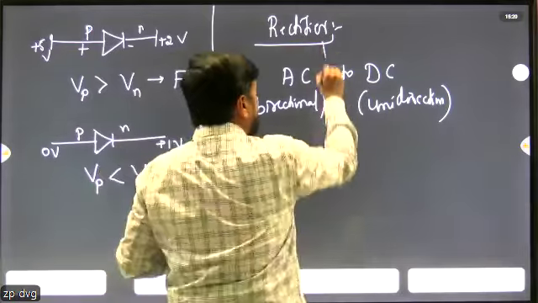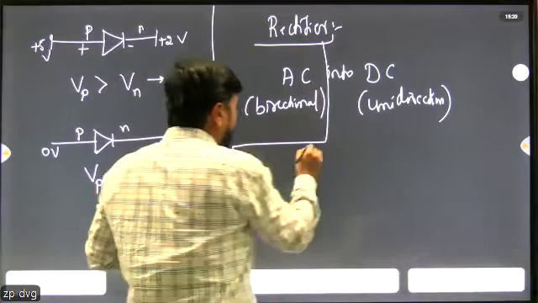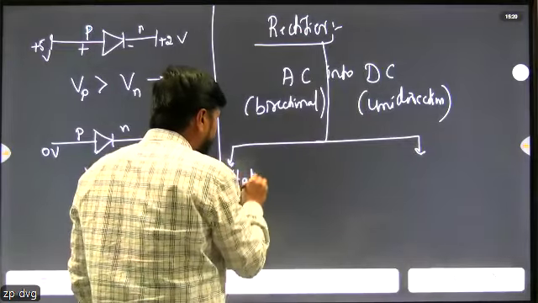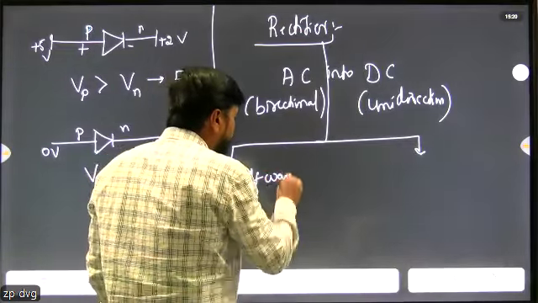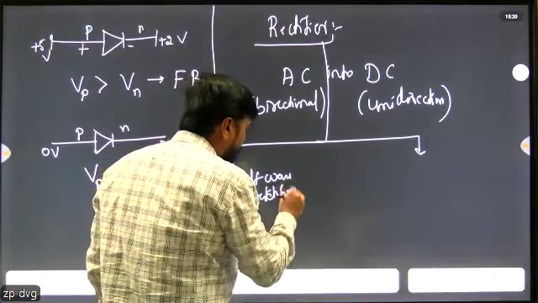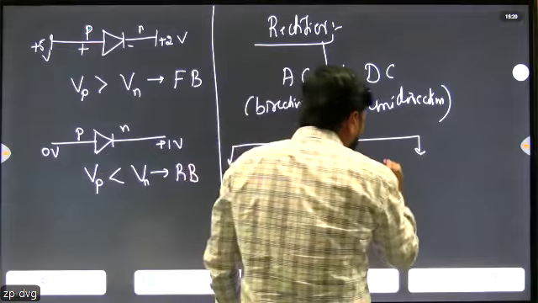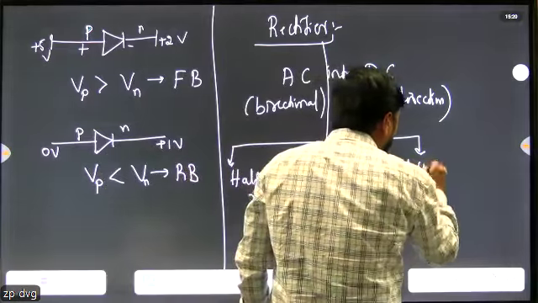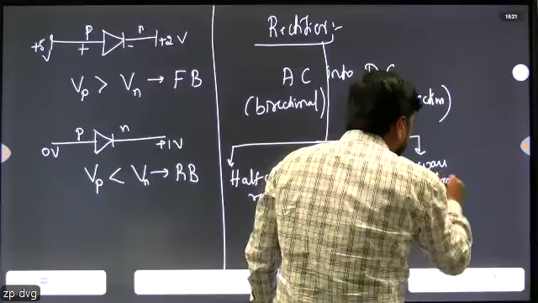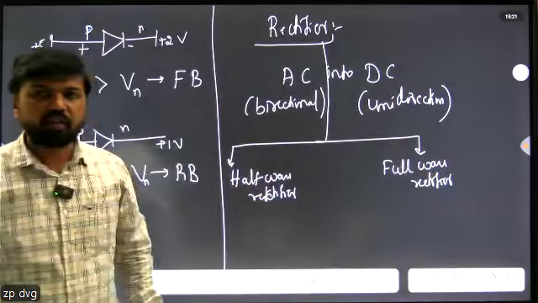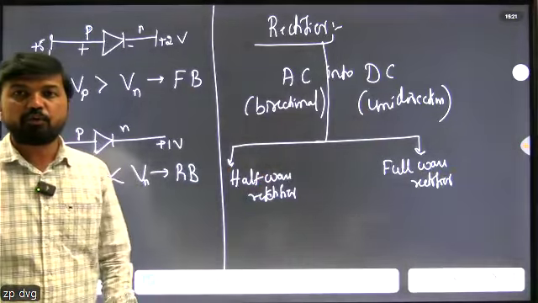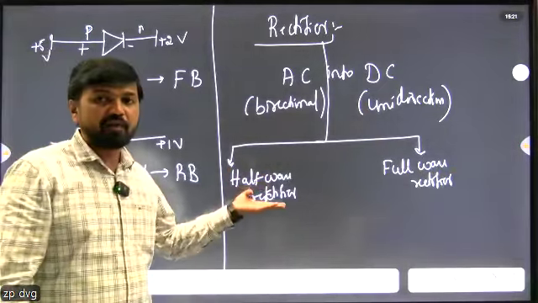Here, how many types of rectifiers are there? Two types. One is half wave rectifier. Another one is full wave rectifier. There are two types of rectifiers. First one is half wave rectifier, and the second one is what? Full wave. As the name indicates, half.